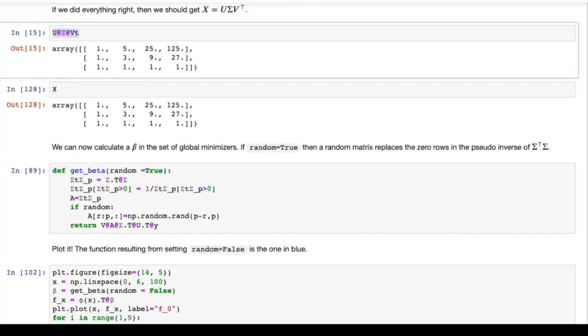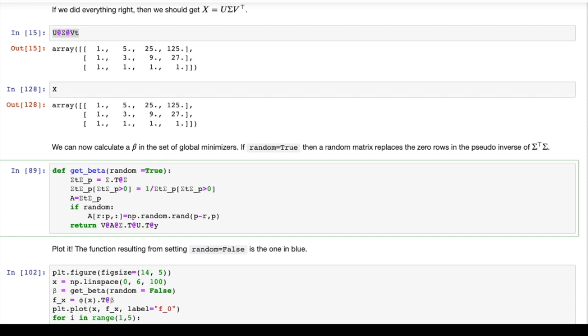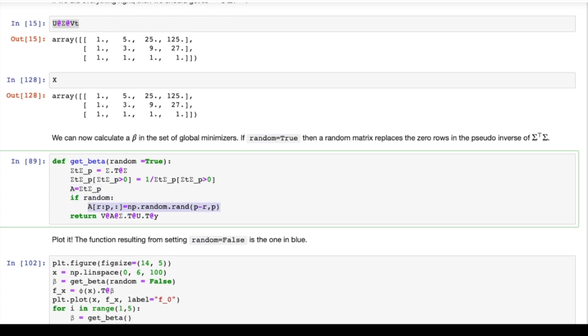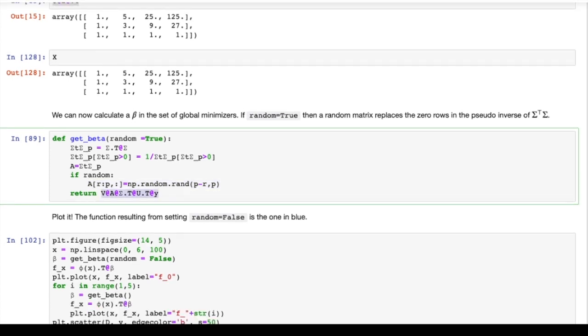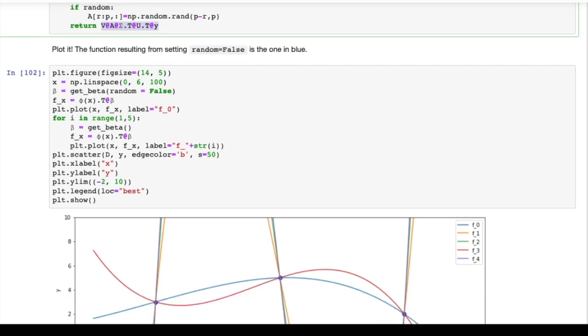And then we have here our function get the beta. This is for one random draw of the matrix A. Sigma T, sigma P is supposed to be the pseudo-inverse. First we define it as sigma transpose times sigma. Then we invert all the non-zero elements. Then we set our matrix A to the pseudo-inverse, and we draw random rows of A, which delivers our parameter vector beta according to the formula you can look up in the slides. And then we plot it. And then you get this picture here.